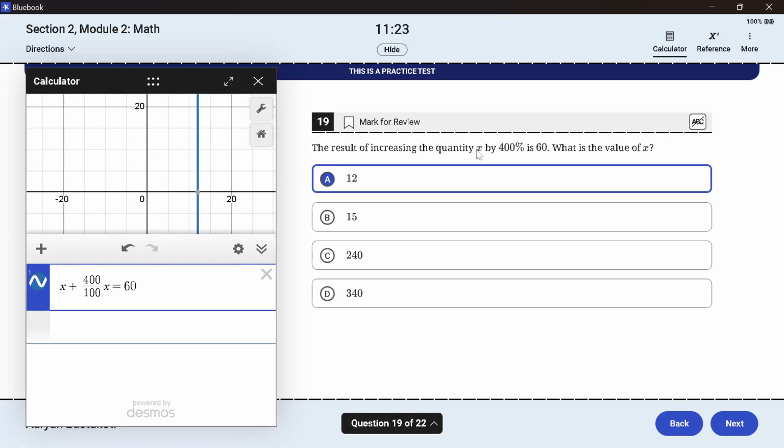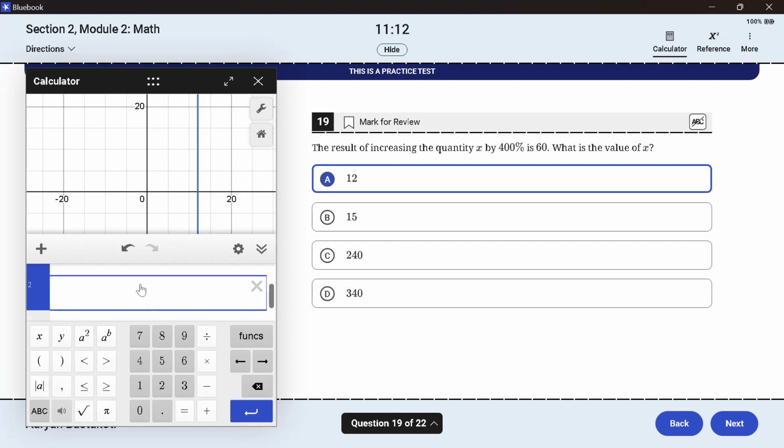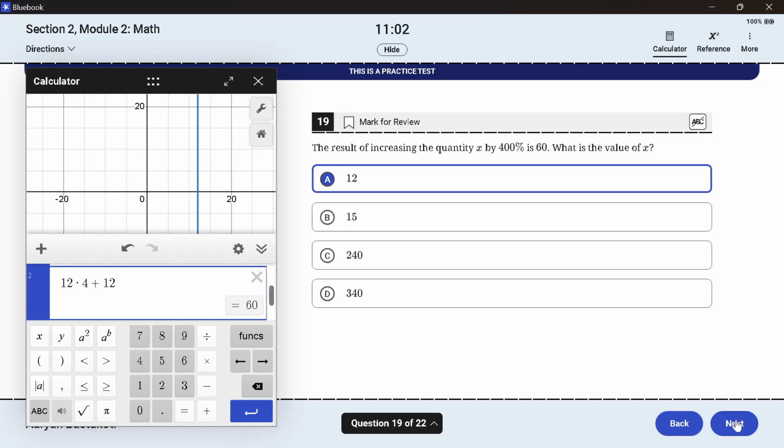The result of increasing quantity x by 400% is 60. X plus 400%, 400 by 100 times x, is 60. So we get x is 12. If you were to check it, 12 times 4, which is 400 by 100, plus 12 is 60.